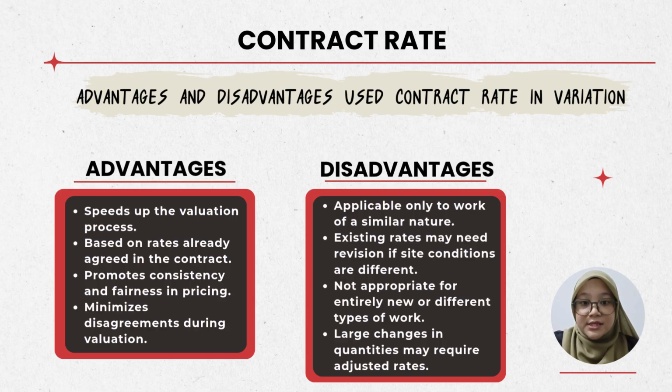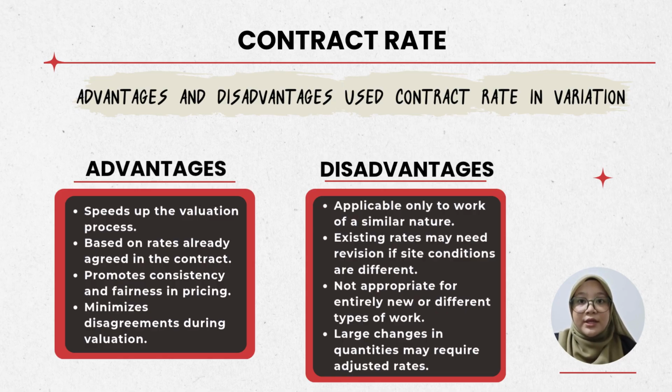Okay, so next I will explain the advantages and disadvantages of using contract rates in valuing variation orders. So first, let's look at the advantages. The first advantage is that using contract rates will speed up the valuation process. Since the rates have already been agreed upon during the tender stage, the quantity surveyor does not need to prepare a completely new rate. This allows the valuation of the variation work to be completed more efficiently.